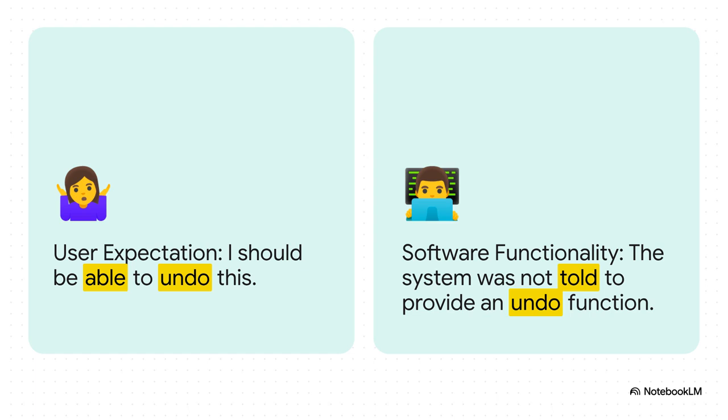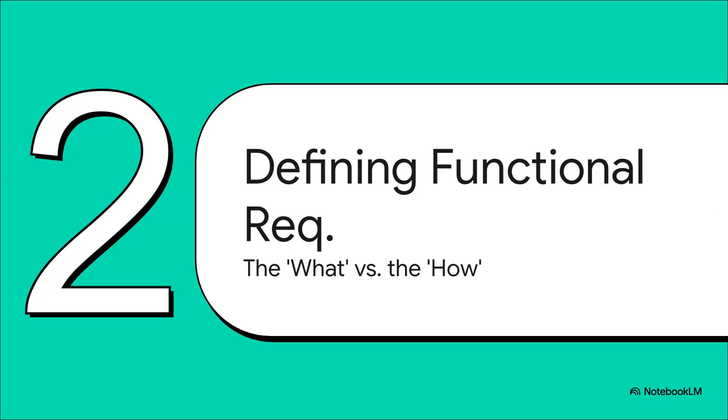But the developer can only build what they've been explicitly told to build. If an undo function was never written down as a rule, then as far as the software is concerned, that idea just doesn't exist. Without that clear, shared rulebook, things just go wrong. Okay, that makes total sense. So what's the professional fix for this? How do you make sure the user and the developer are reading from the same playbook?